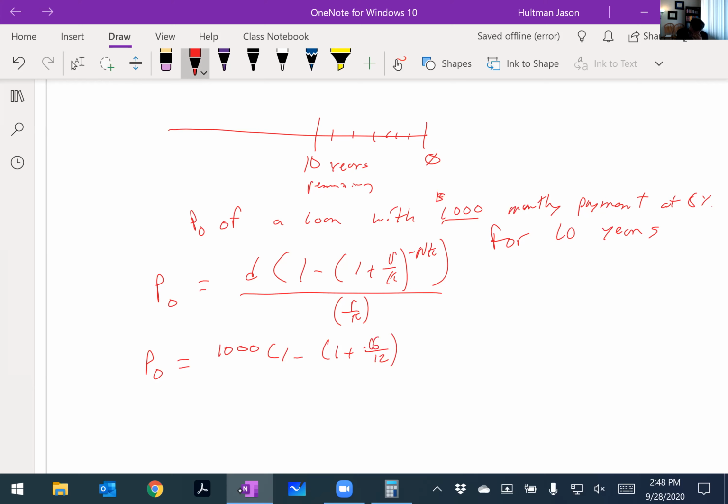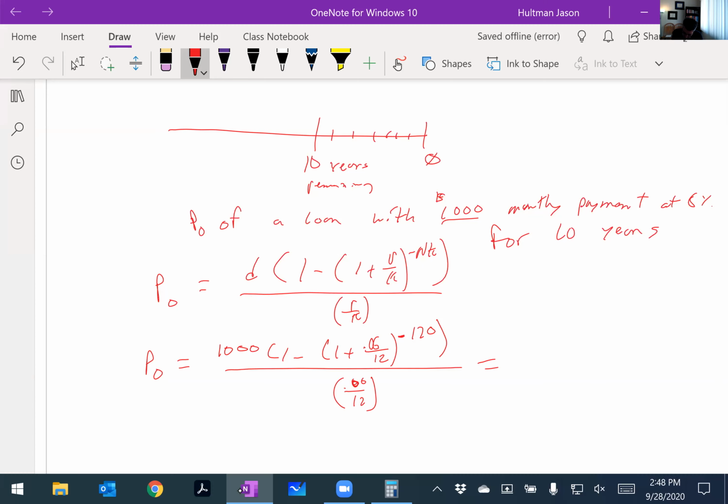Okay, and then how many total payments are there going to be? 120. Yes, very good. Thank you, Cassidy. Thank you, Alejandro. Yeah, it's 120 because it's 10 times 12. Okay, 12 payments a year for 10 years, over 0.06 over 12. Again, just plug this into the calculator and then tell me what you get.